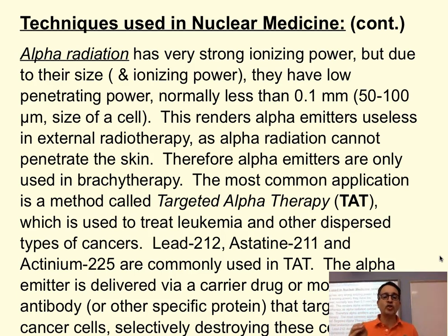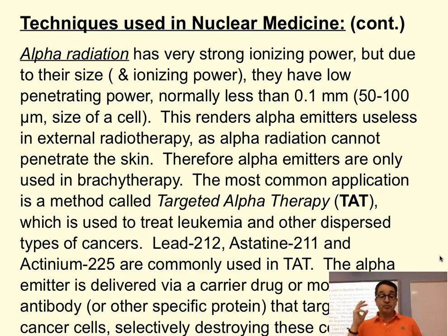So they are not going to travel very far. They're going to travel somewhere between 50 to 100 micrometers, all right, so less than 1/10 of a millimeter. Remember, we talked about beta particles. They tend to travel a few millimeters, so something between 3 to 5 millimeters. This is going to be taking less than 1/10 of a milliliter.